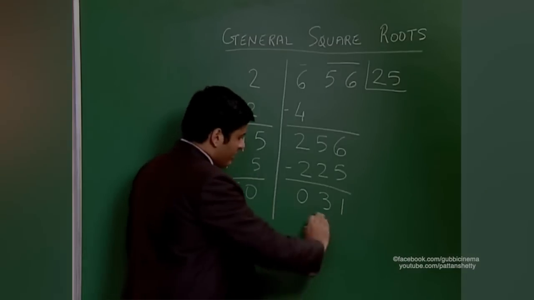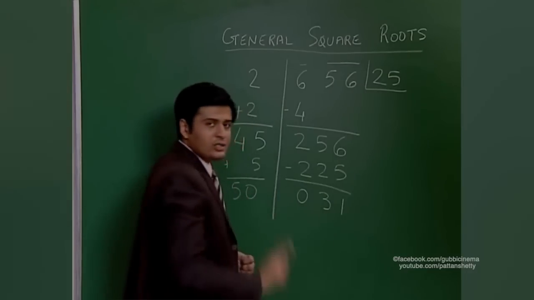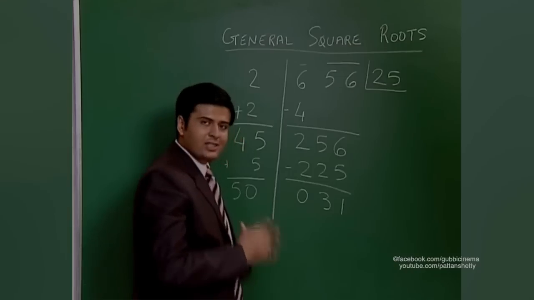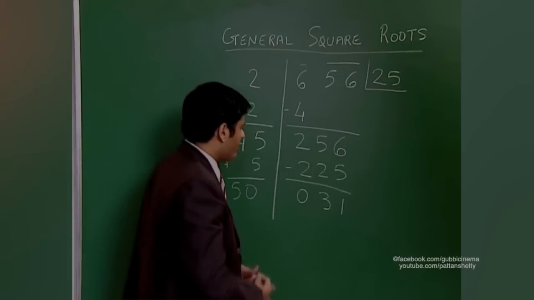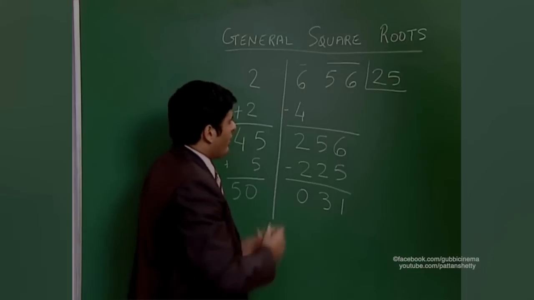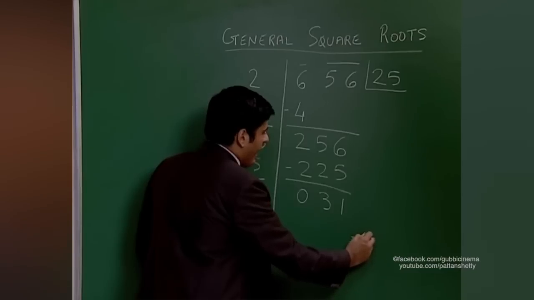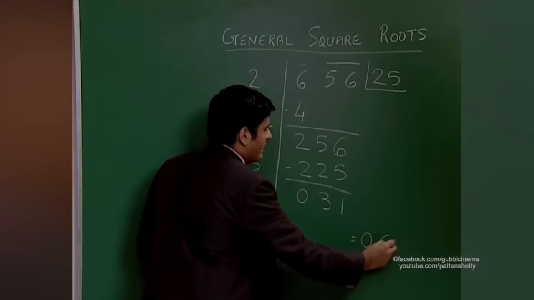Still we are having 31 as the remainder. We are not having 0. So we are having some remainder. It is not perfectly divisible. At this point of time, what you can do is divide 31 by 50. When you divide 31 by 50, you will get the answer as 0.62.